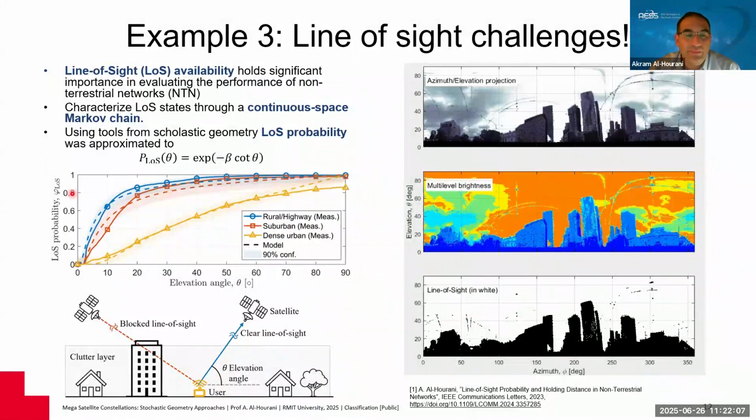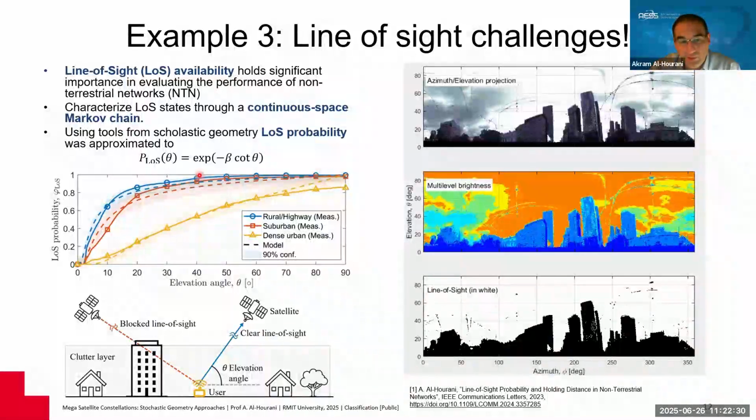There's a probability of 80% in an urban environment to have a line of sight. Now, it's just fine. You could go to 90 degrees, meaning directly overhead. That will be the best. But the probability of having a satellite exactly overhead is much lower, of course. Now, if you have a rural environment, the probability improves because you have fewer obstacles.